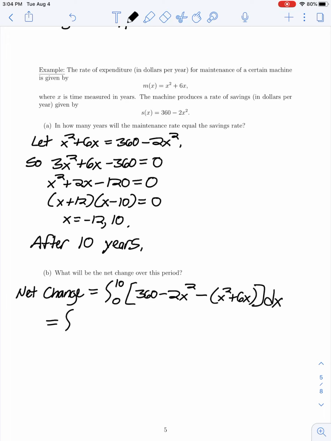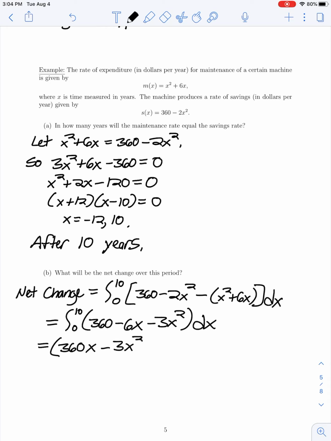So let's see what we have. Simplifying a little, we have the integral from 0 to 10 of 360 minus 6x minus 3x squared dx. And so finding an antiderivative, we have 360x minus 3x squared minus 1x cubed on the interval from 0 to 10.